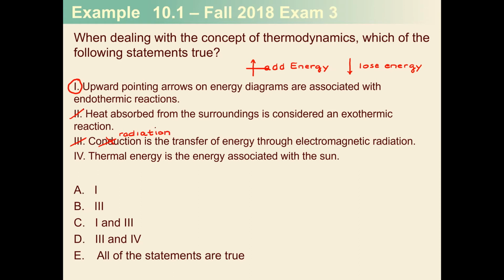Finally, thermal energy is the energy associated with the sun. Now, while thermal energy is incredibly important, and we have seen that it's important so far in this video, this is not a correct answer. This is actually going to be radiant energy by definition. So radiant energy is going to be the energy associated with the sun. So if we look at our answers here, the only correct answer that we see is going to be number 1, and so we will get letter A.